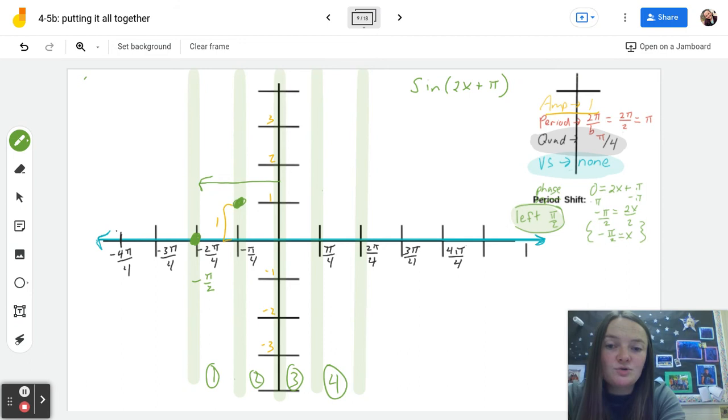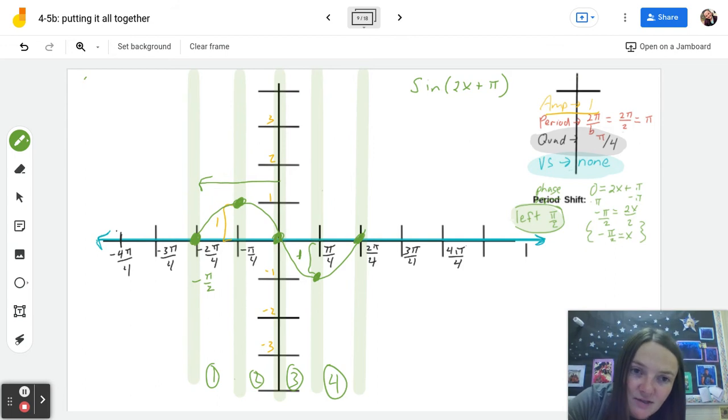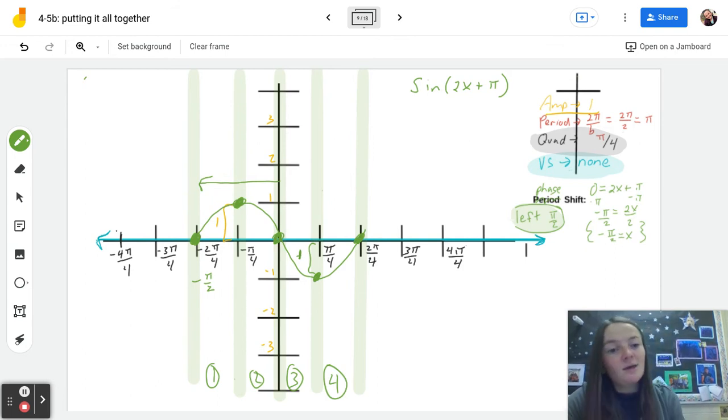From there, I'm going to go to the right one more quadrant. I'm going to come back down to the midline. I'm going to go down to a minimum at my next quadrant line. Remember that my amplitude is 1, so I can only go down 1 to -1. And then I'm going to come back up to the midline, and I'm going to connect these with a smooth curve. So this is the sine function, except it got shifted to the left pi over 2, and we changed our period from 2 pi to pi.